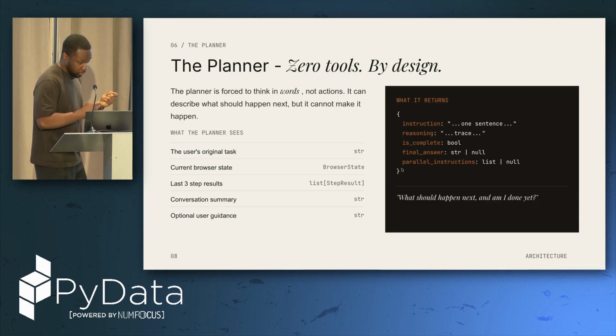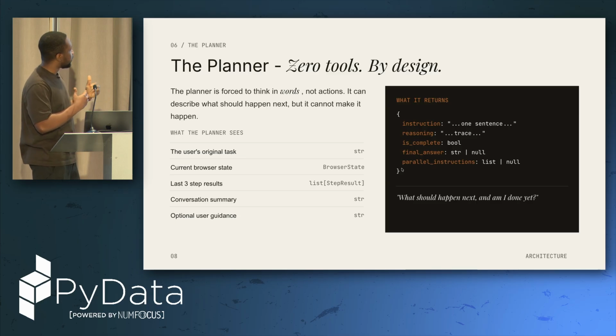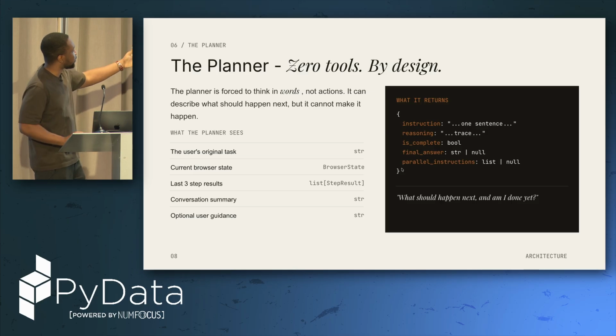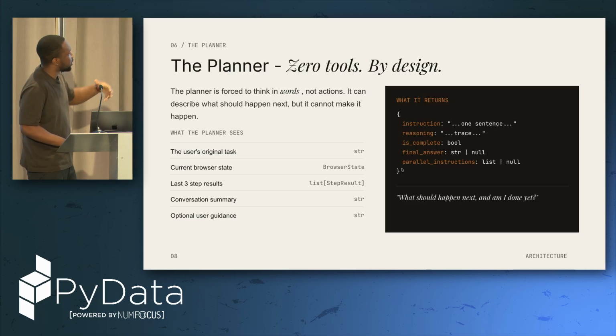Because the planner is an LLM and we want to manage the context of what it sees, we strip down everything that our model sees to only those things that are pertinent to the task at hand. In this case, the planner sees, of course, the user's original question. It also sees the state of the browser, which is the world in this case. It sees the results of the last three steps that it has already undertaken, a summary of the conversation so that it has context on the task that it needs to do, and an optional user guidance.